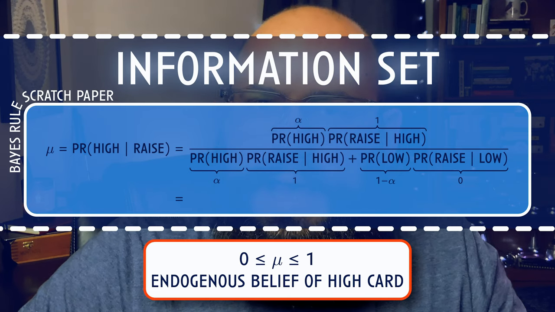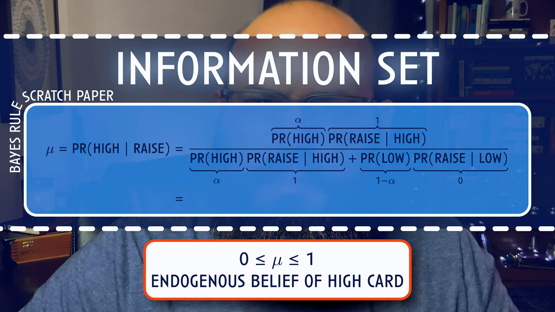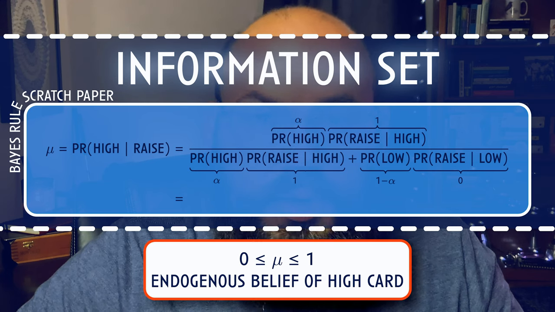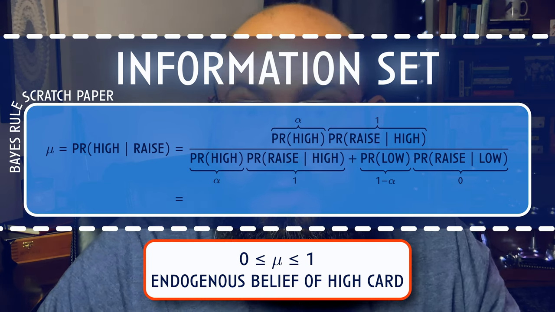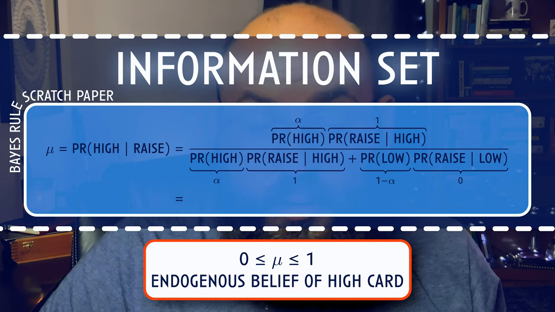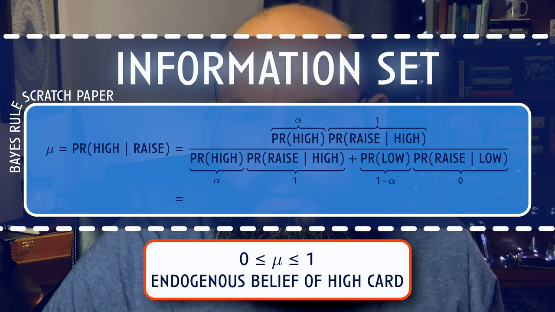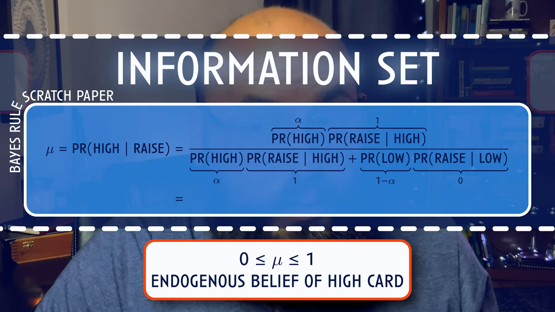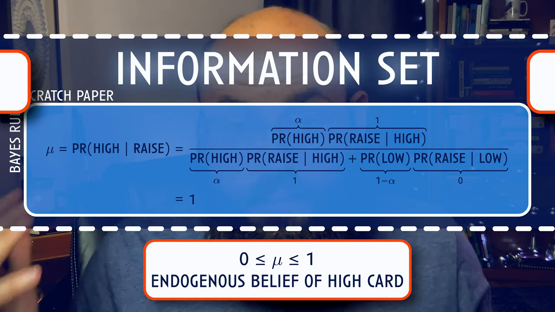And then we also need to add in the probability that you're the low type, which is just one minus alpha, times the probability that you raise conditional on being the low type. Well, in this strategy, you are playing a pure strategy where the low type never raises. So that is zero. So now I've got alpha times one over alpha times one plus one minus alpha times zero. That's just alpha over alpha, which is one. So in other words, my belief needs to be one.